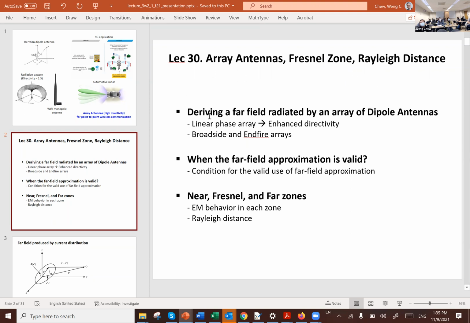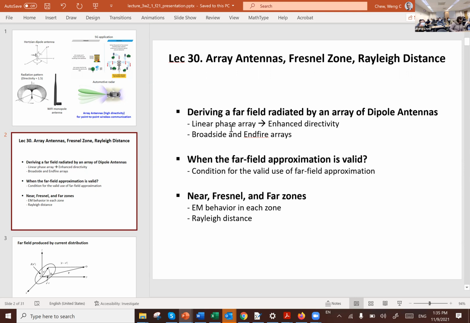So we derive the far field radiated by an array of dipole antennas. That means that instead of just one dipole, we put an array of them together and see what happens. That can enhance the directivity, and we can have broadside as well as end fire.